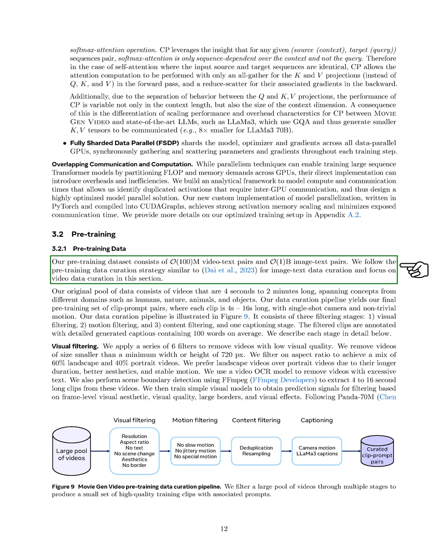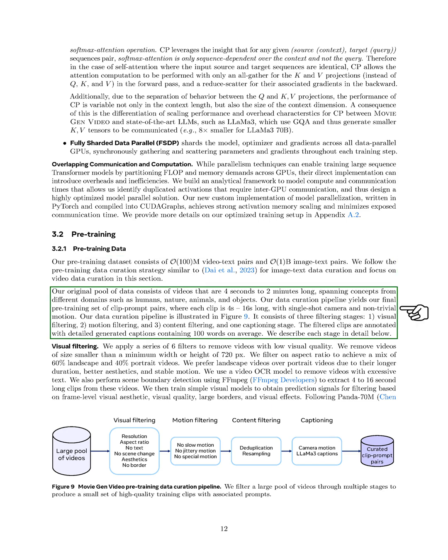Our pre-training dataset includes 100 million video text pairs and 1 billion image text pairs. We follow a similar curation strategy for both video and image data. Our initial data pool consists of videos ranging from 4 seconds to 2 minutes, covering various concepts like humans, nature, and objects. We filter these videos through 3 stages: visual filtering, motion filtering, and content filtering, followed by a captioning stage. Each filtered clip is annotated with detailed captions averaging 100 words.